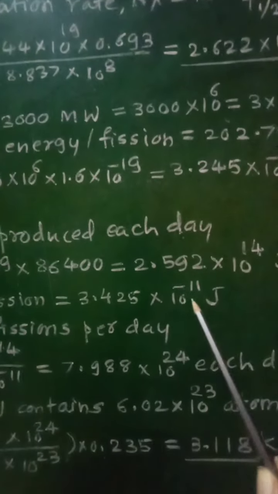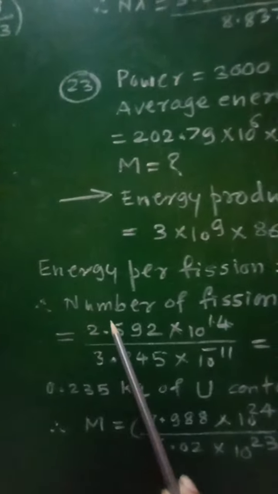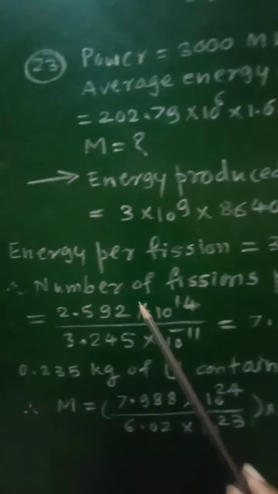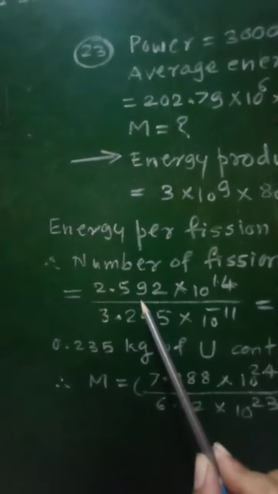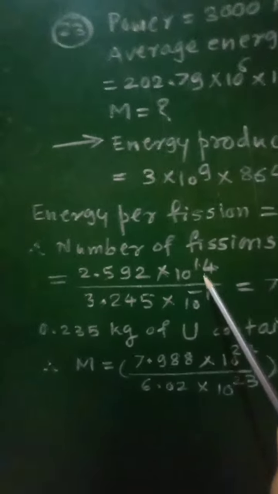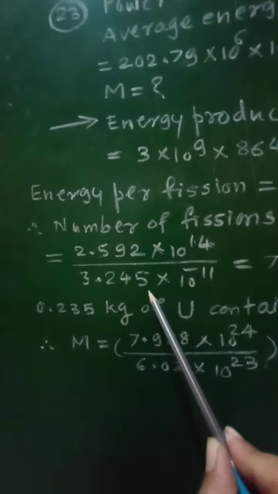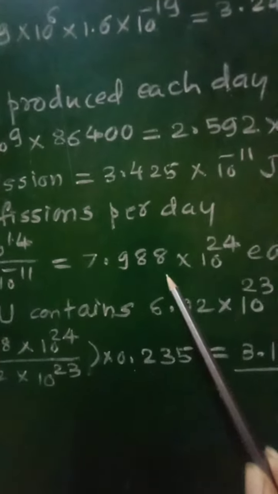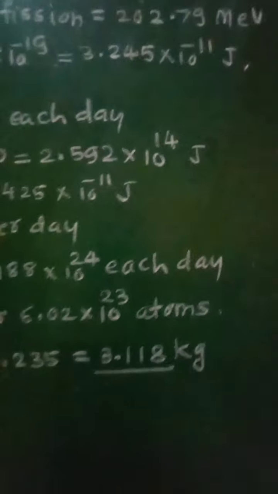will be given as 3.245 into 10 raised to minus 11 joule, and therefore the number of fissions per day will be equal to 2.592 into 10 raised to 14 divided by 3.245 into 10 raised to minus 11, which comes out to be 7.988 into 10 raised to 24 each day.